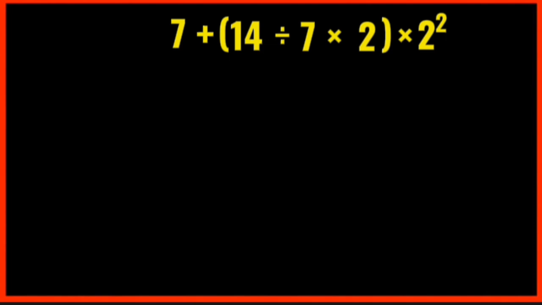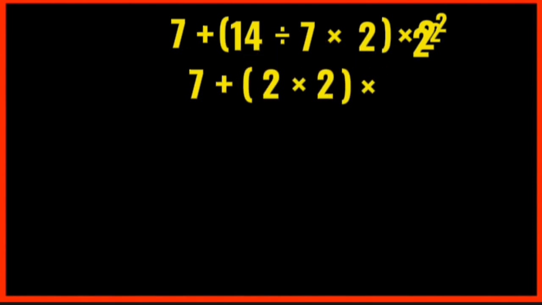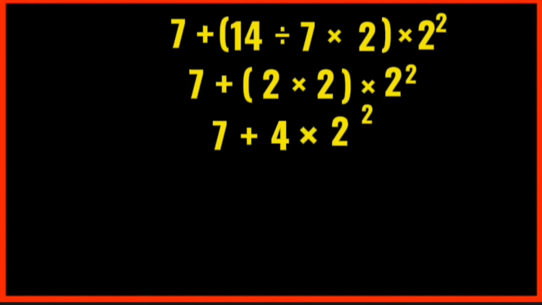First, solve inside the parentheses. 14 divided by 7 equals 2. So it becomes 7 plus open parentheses 2 multiplied by 2 close parentheses multiplied by 2 squared. Next, solve inside the bracket. 2 multiplied by 2 equals 4. So we now have 7 plus 4 multiplied by 2 squared.